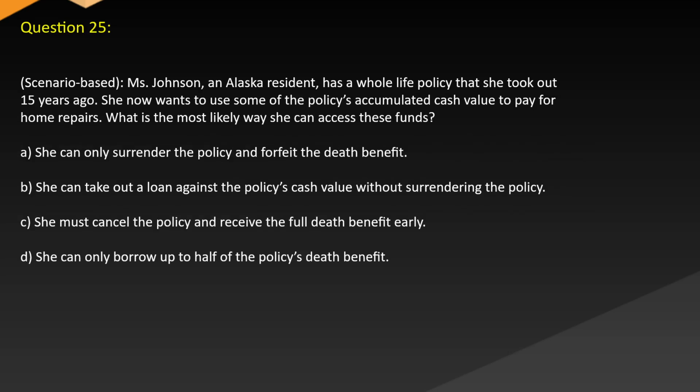Question 25, scenario-based. Ms. Johnson, an Alaska resident, has a whole life policy that she took out 15 years ago. She now wants to use some of the policy's accumulated cash value to pay for home repairs. What is the most likely way she can access these funds? A. She can only surrender the policy and forfeit the death benefit. B. She can take out a loan against the policy's cash value without surrendering the policy. C. She must cancel the policy and receive the full death benefit early. D. She can only borrow up to half of the policy's death benefit.